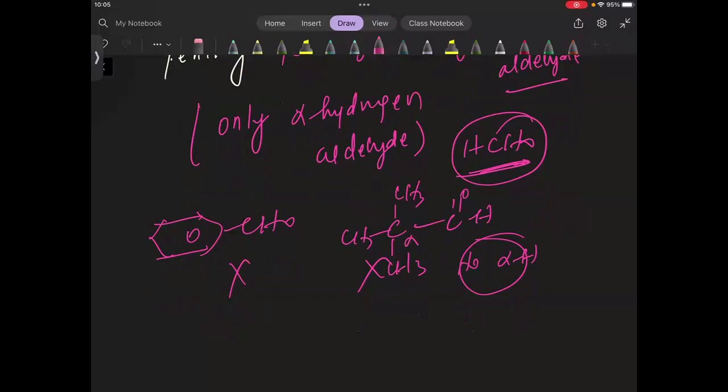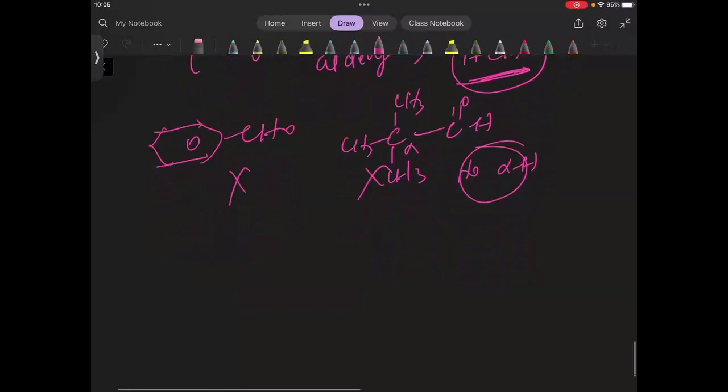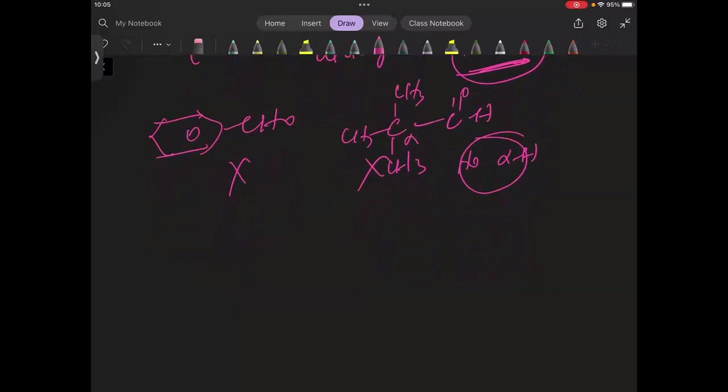Simply understand that those compounds which do not have alpha hydrogen will not give the Fehling test. But the logic is why Tollen's reagent is a stronger oxidizing agent than the Fehling solution, because benzaldehyde will give the Tollen's test but not the Fehling test.